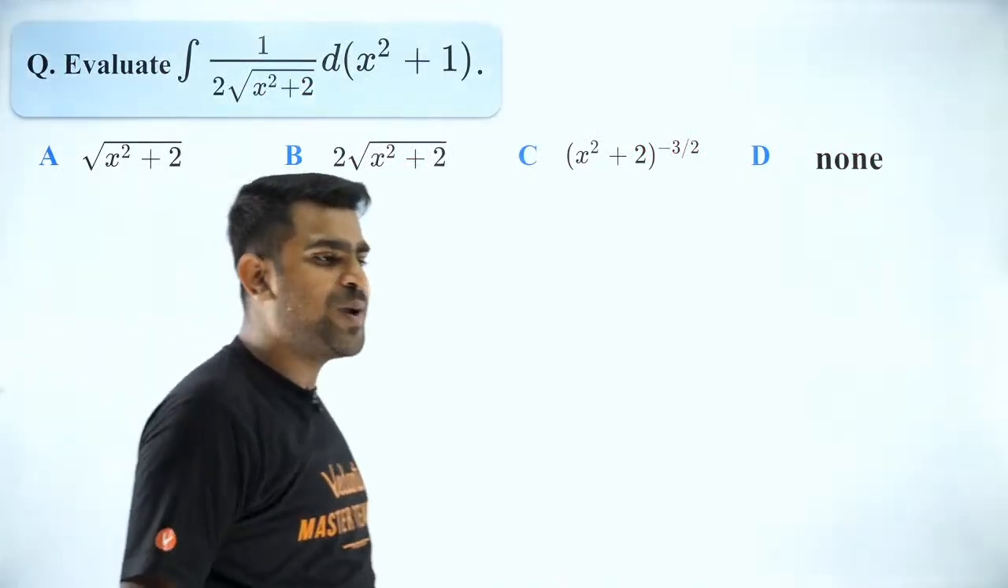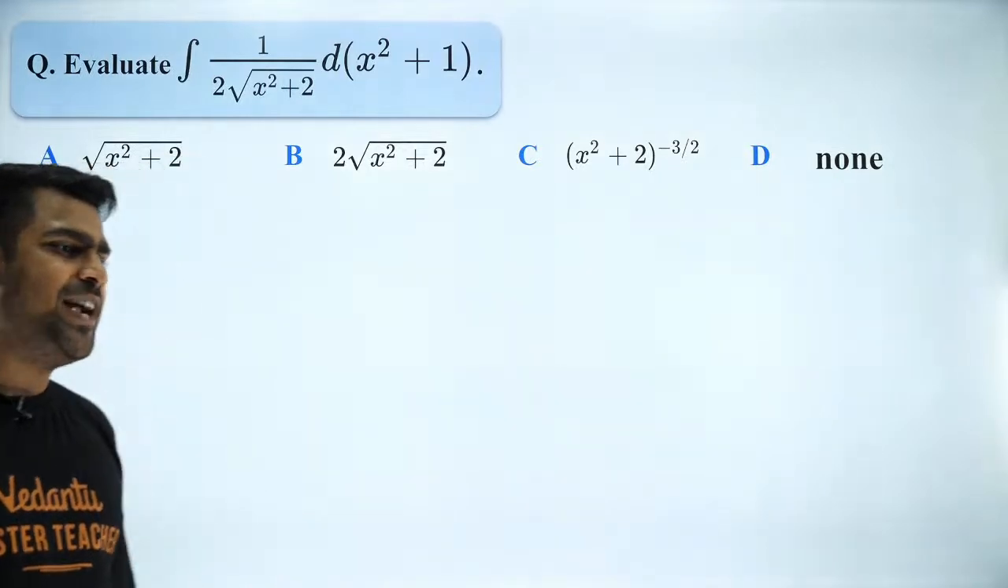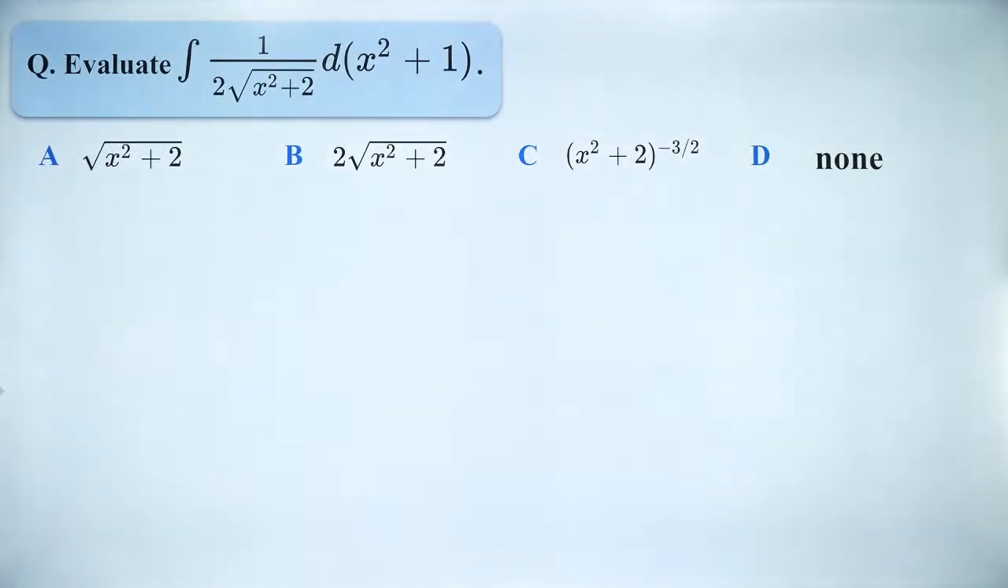So here we go, the next question. Please solve it, guys. Everybody, please try to solve it. We have an amazing question for you over here. You may not have seen any question like this before. We have d of x square plus 1. Sir, what is that? And how do we do it? Think about it. I want you guys to try. Everybody try it out and then we will do it.